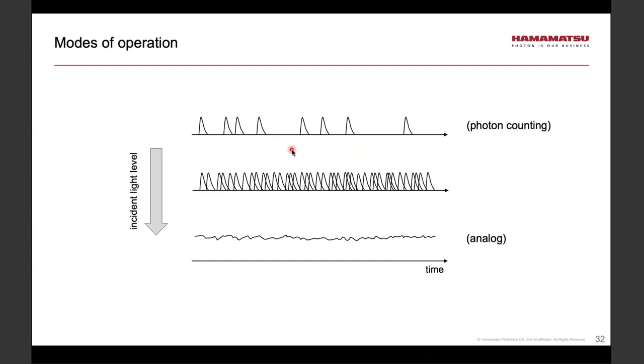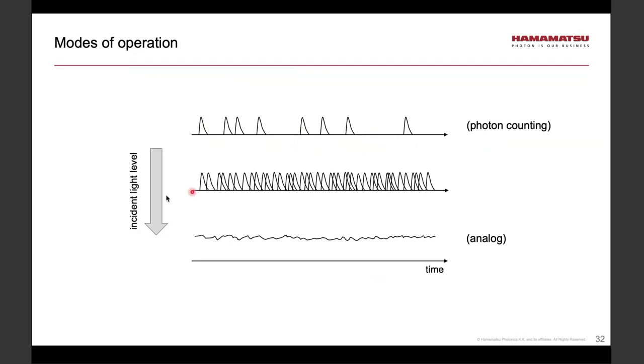Silicon photomultiplier can be used in photon counting mode, PMT as well, and APD to some extent. However, they can also be used in analog mode. In photon counting, the pulses are separated in time, so we can simply count them, and this is not so difficult as it sounds.